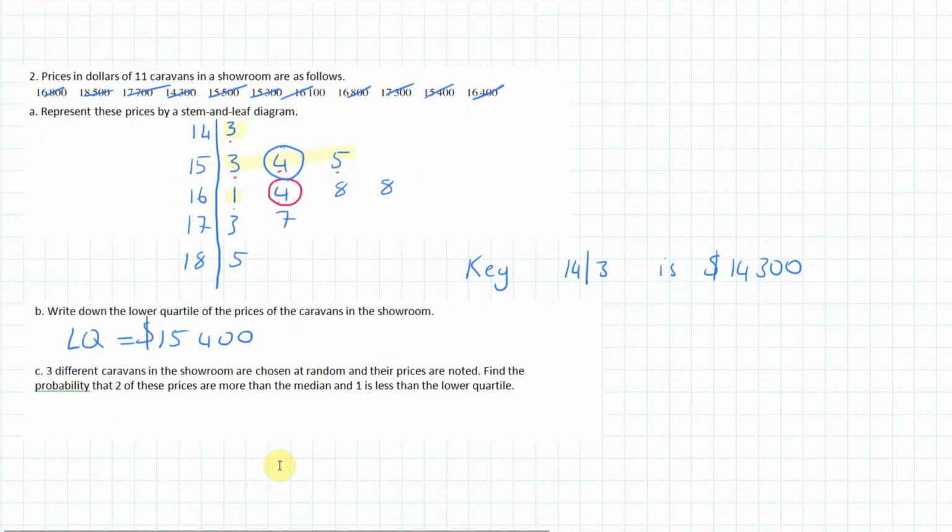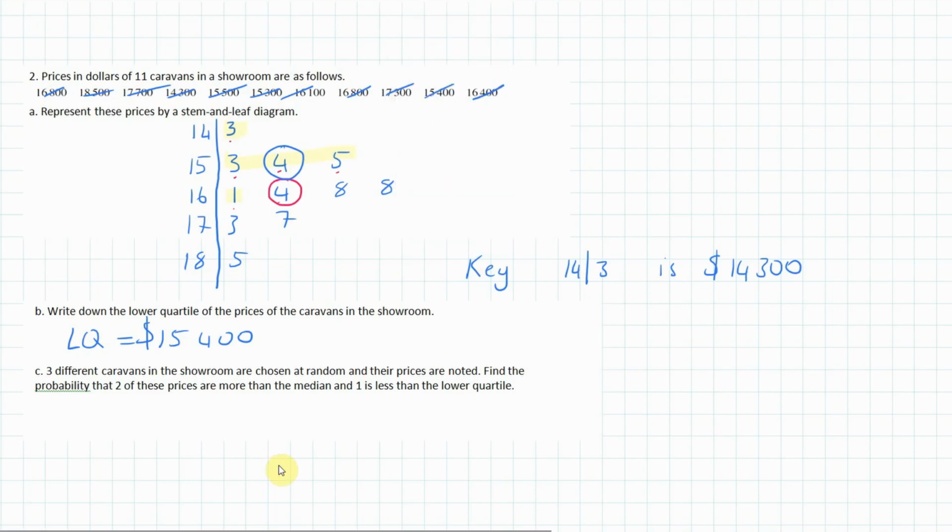Okay. Now the next part of the question is 3 different caravans in the showroom are chosen at random and their prices are noted. Find the probability that 2 of these prices are more than the median and 1 is less than the lower quartile.